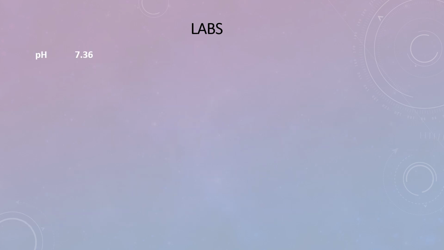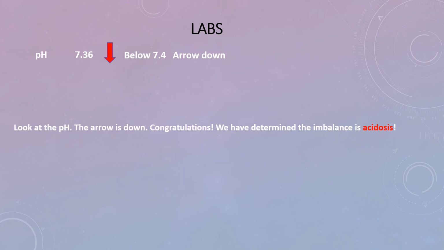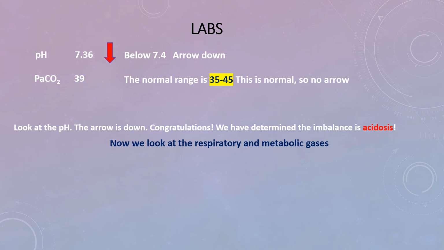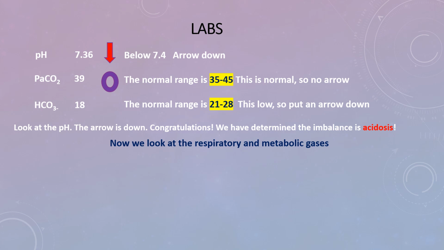For this patient, the pH is 7.36. It's below 7.4, arrow down. Look at the pH, the arrow is down. So congratulations, we've determined the imbalance is acidosis. Now we look at the respiratory and metabolic gases. The PaCO2 is 39. The normal range is 35 to 45. This is normal. We hit the bullseye. No arrow up or down. We need a 0. The HCO3 is 18. The normal range is 21 to 28. So 18 is low. We put an arrow down.